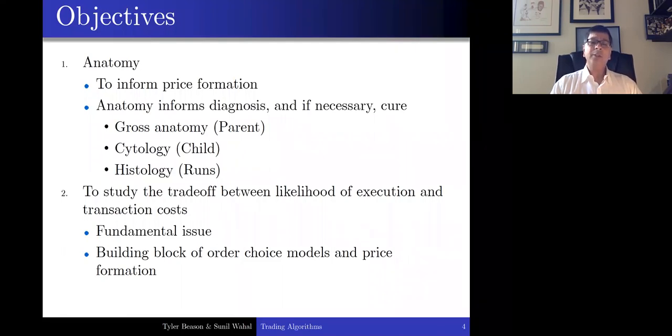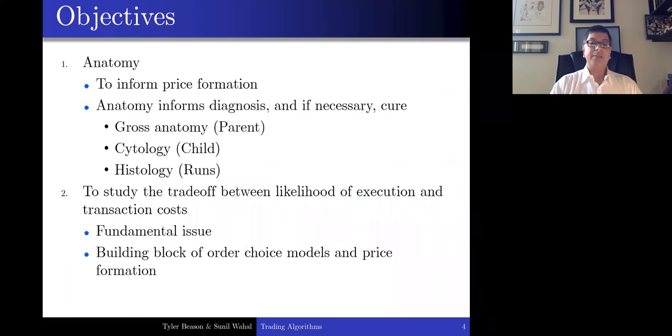One is going to be gross anatomy, which is going to be parent level orders. And if you remember your anatomy class, if you took one, after gross anatomy, sometimes there's work on cytology, which is the study of individual cells. In our case, that will correspond to child orders. And then there's tissue level analysis, which is referred to as histology. And in our case, that will correspond to runs of child orders.